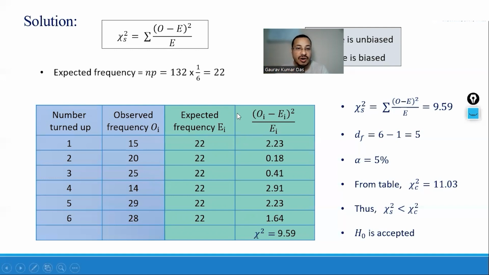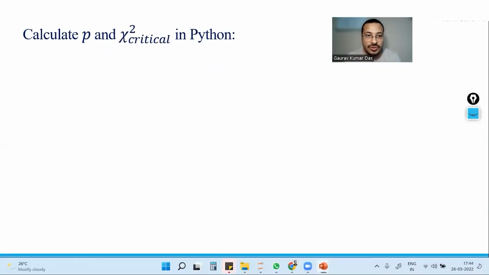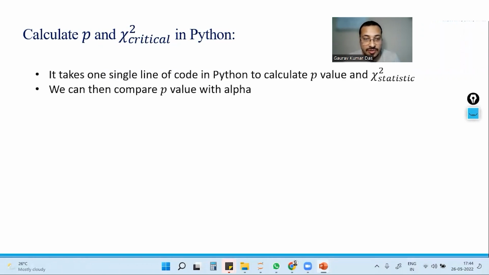We feed the observed frequencies into a function from scipy.stats, which is called chi-square test. It calculates the expected frequencies and also gives you back the p-value and the chi-square statistic value. Now let's see how to calculate the p-value and the chi-square critical in Python. It takes one single line of code to calculate the p-value and chi-square statistic.